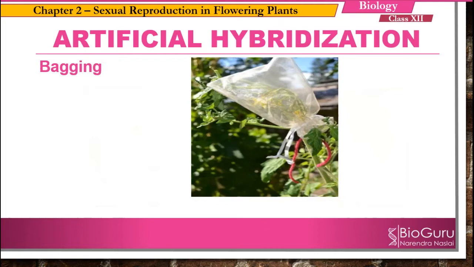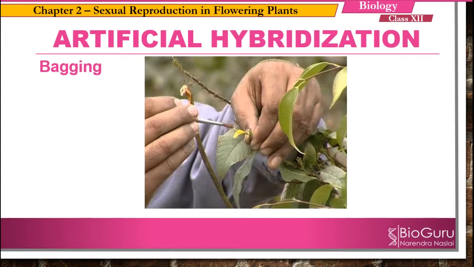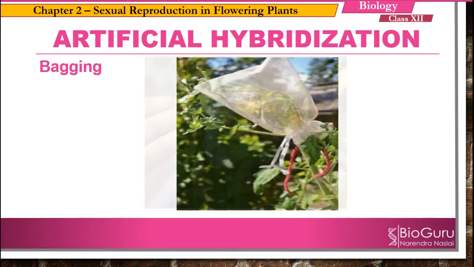The emasculated flower is covered by a bag, preferably butter paper, so as not to allow contamination of the stigma by unwanted pollen grains. When the stigma of the bagged flower is receptive, the collected pollen grains are dusted onto the stigma and then the flower is rebagged. If the female parent is unisexual, emasculation is not necessary. In this case, the female bud is directly bagged. When the stigma turns receptive, suitable pollen grains are dusted onto it so as to allow germination.